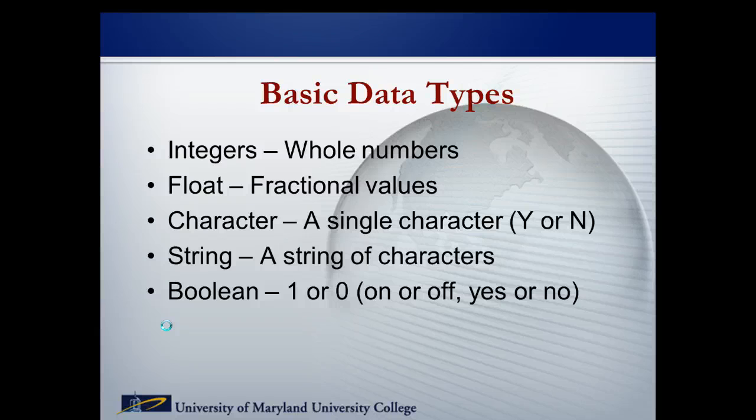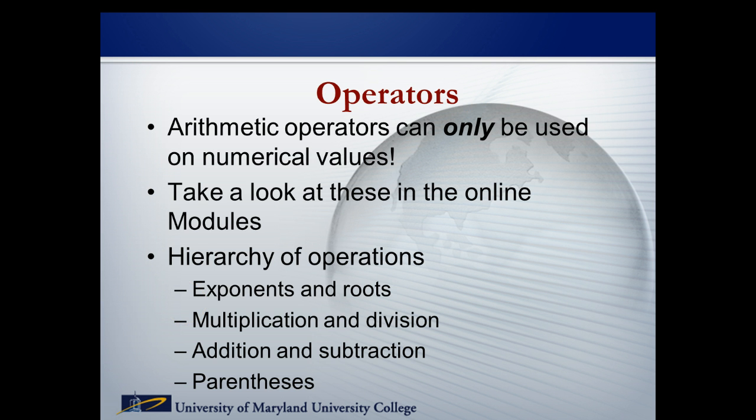And then the character data type is, as the name suggests, it can only hold a single character, such as a Y or an N. So in other words, you can't declare a variable as a character and then try to store a name in it. It's only going to take that first character of the name. And then there's a string data type, of course, that is a string of characters, and that's what you're going to be using for a person's names or cities' names or something like that.